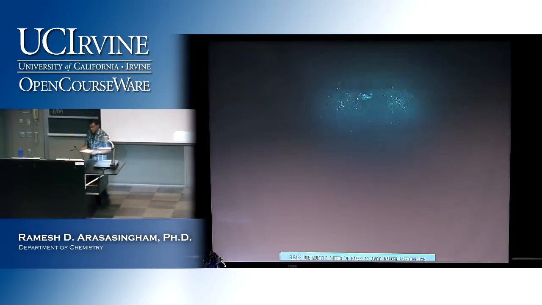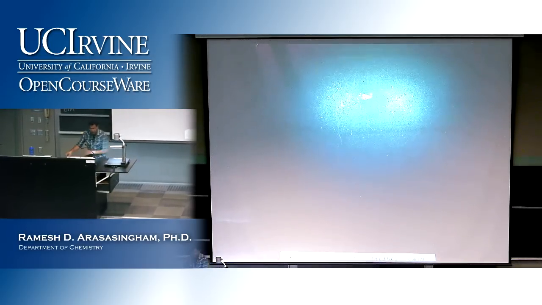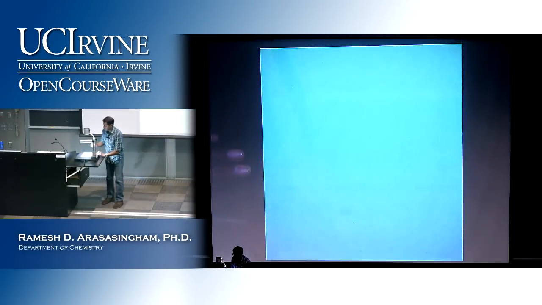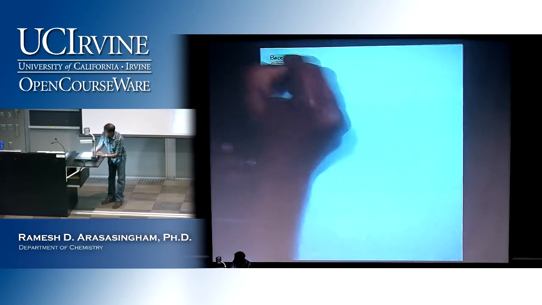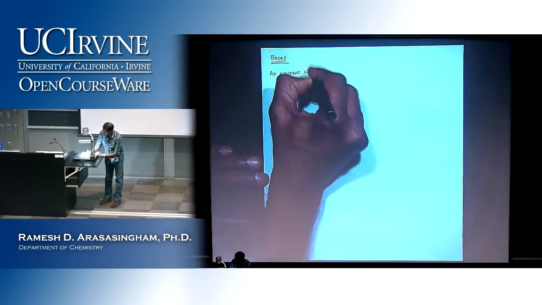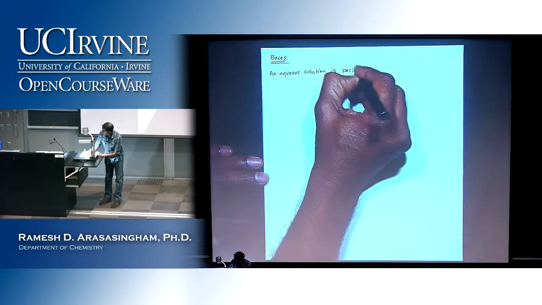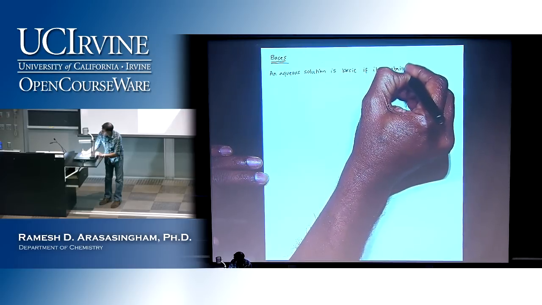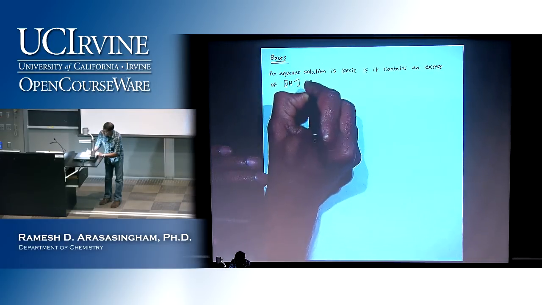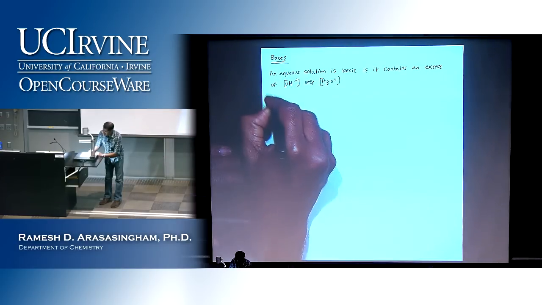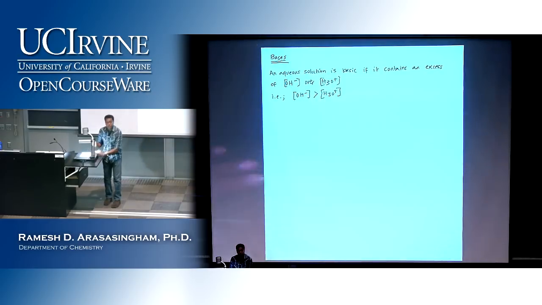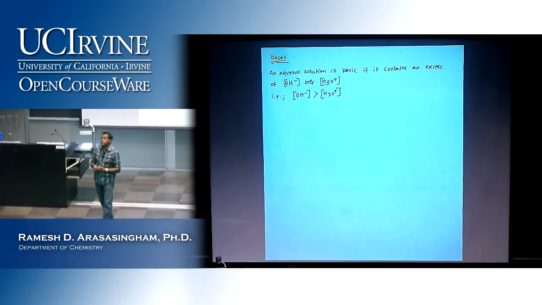Now we're gonna do the same thing with bases. If you remember, at the end of last class we started looking at bases, and we can draw the same kind of parallel between acids and bases. We said that an aqueous solution is basic if it contains an excess of hydroxide ions over hydronium ions. In other words, the hydroxide ion concentration has to be greater than the hydronium ion concentration. That's why that solution in water will be basic.